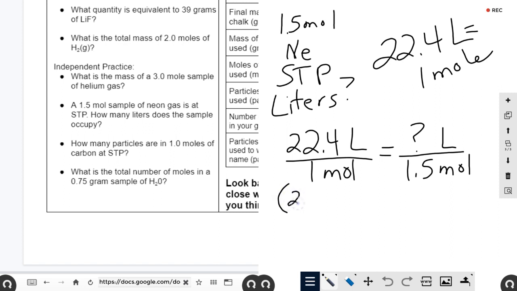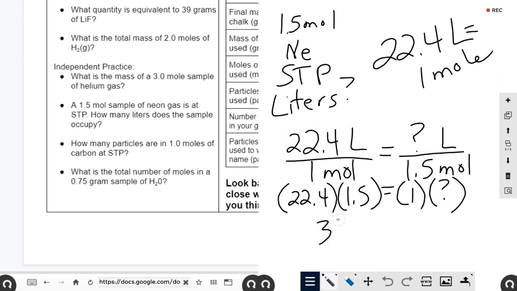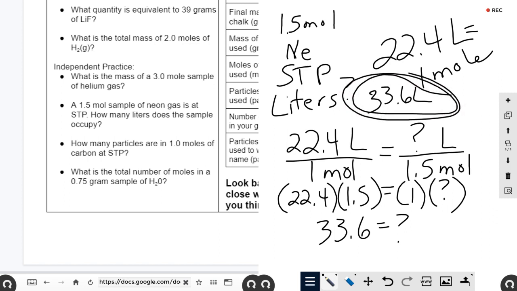Cross multiply: 22.4 times 1.5 equals 1 times what we're trying to find. When you do 22.4 times 1.5, you get 33.6, because 1 times that question mark. So my answer is 33.6 liters. Okay? All right, let's look at the next one.